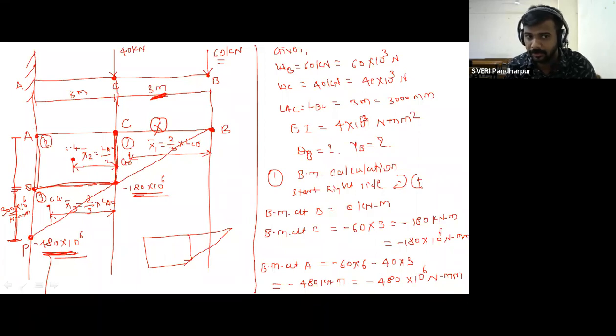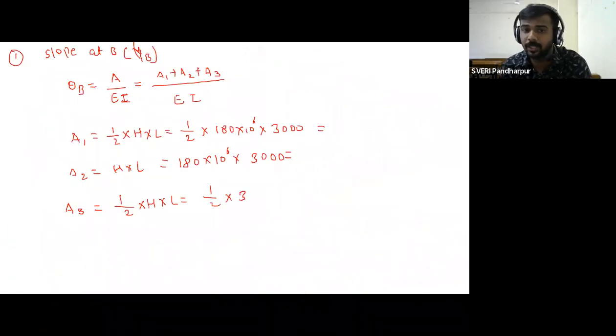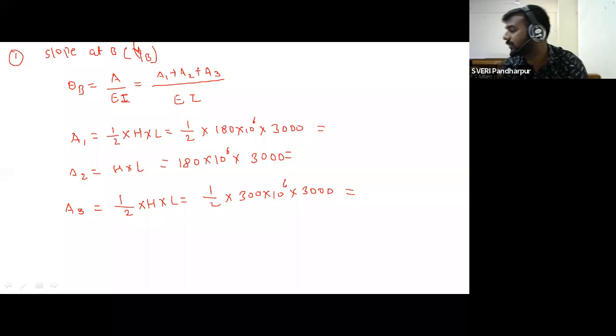So you have to represent this distance 300 into 10 raised to 6 on the figure also. That's why I have mentioned it here, on the figure only, that is 480 minus 180. It is equal to 300 into 10 raised to 6. So take this distance: 300 into 10 raised to 6 into length 3000. So do the calculations and tell me the answers.